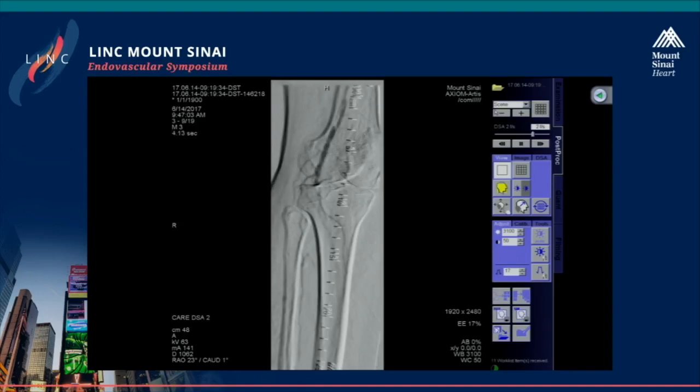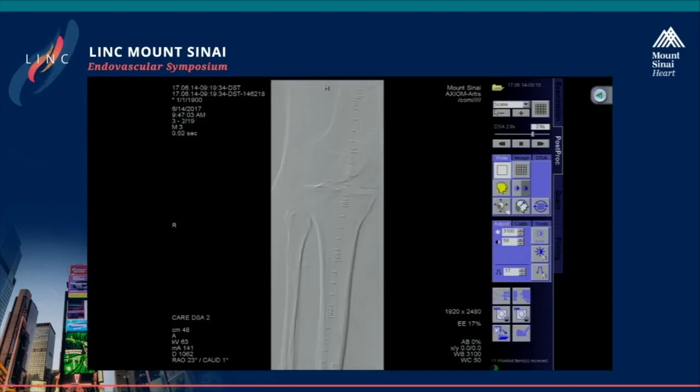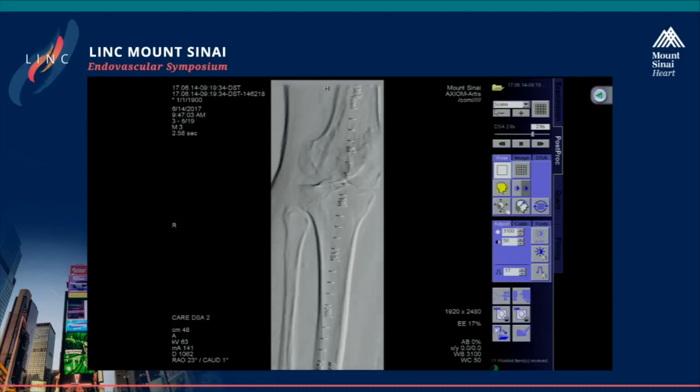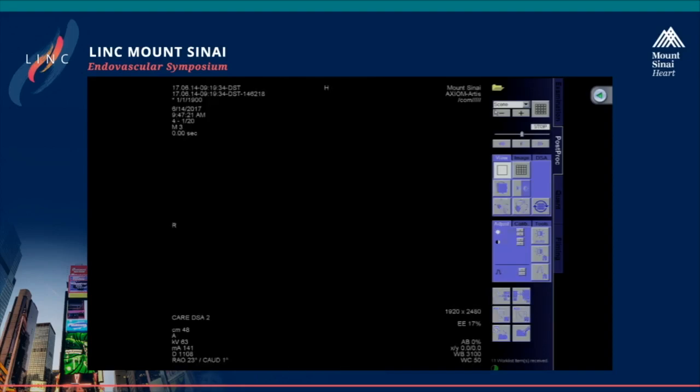So I wasn't as convinced as Farhan that was a high takeoff posterior tibial. Personally, I'm not certain what that is. So at this stage, what we were going to do is go ahead and talk a little bit about or demonstrate crossing this lesion. And I think this is the wires.